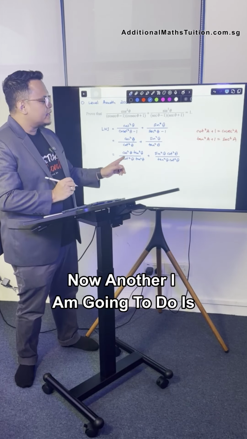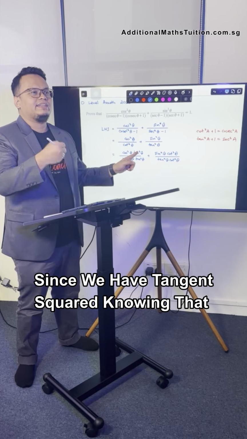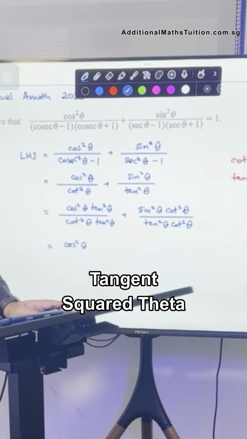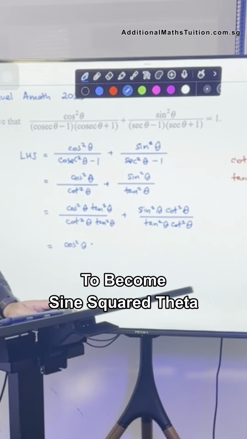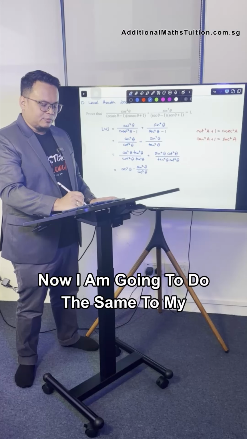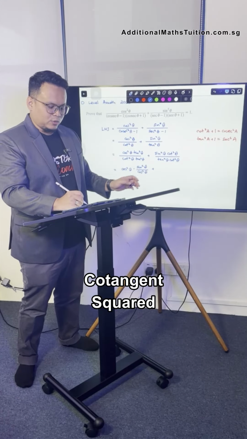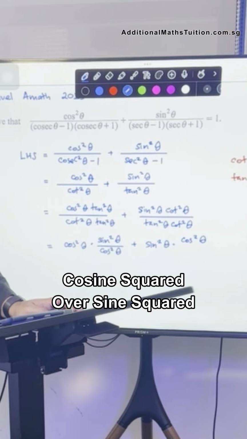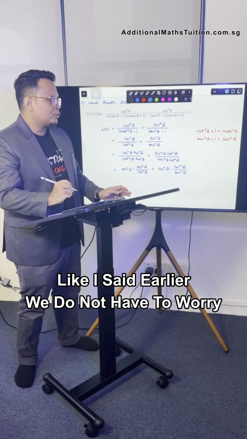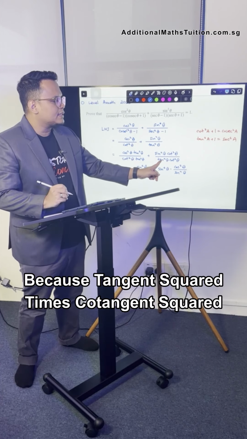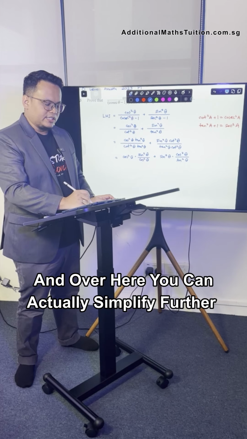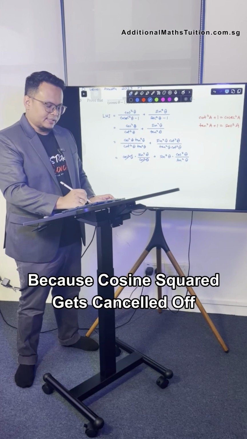Now, another thing I'm going to do is, since we have tangent square, and knowing that tangent can be converted to sine over cosine, I can convert that tangent square theta to become sine square theta over cosine square theta. I'm going to do the same to my cotangent square. Cotangent square is just cosine square over sine square. Like I said earlier, we don't have to worry anymore about the denominator because tangent square times cotangent square gives us a 1.